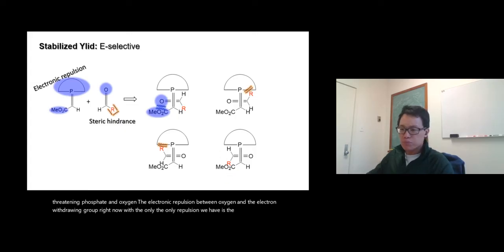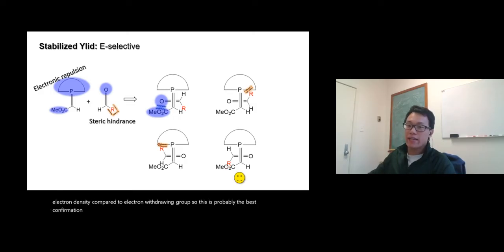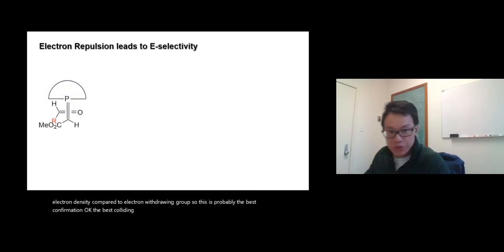Yeah, and I think you guys know resonance usually dominates pretty much every other effect. The electronic effect usually dominates everything, right? So we have electronic effect here, somewhat electronic effect there, somewhat electronic effect there. This one we don't have much electronic effect, because we'll have some, but not a lot. The alkyl group has low electron density compared to the electron withdrawing group, so this is probably the best conformation. Okay, the best colliding angle. All right, we're going to move forward with this.